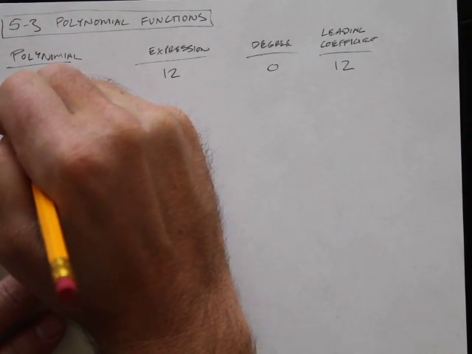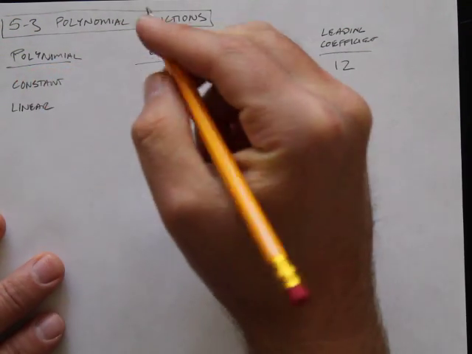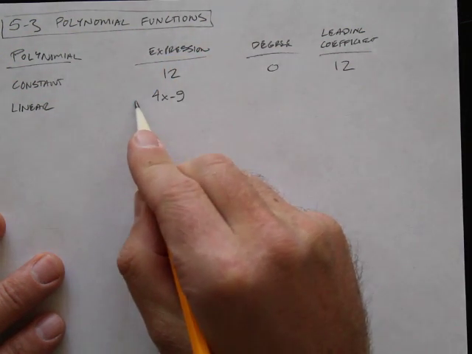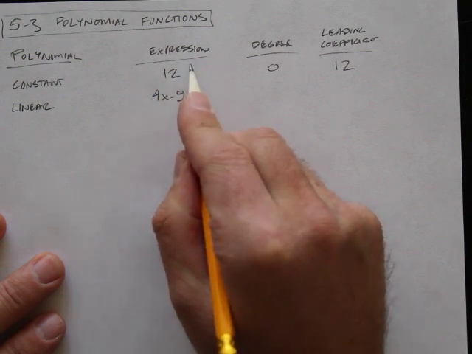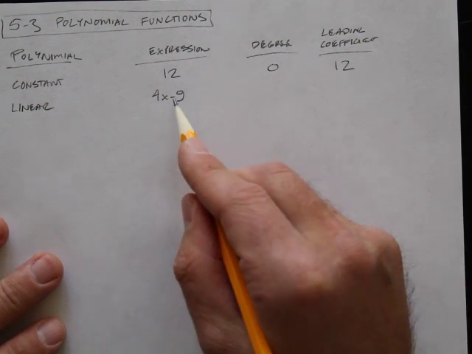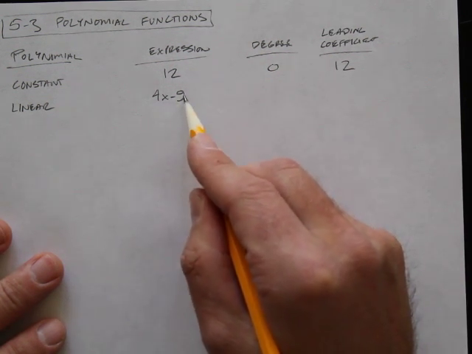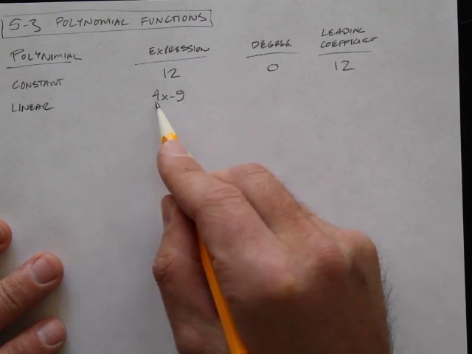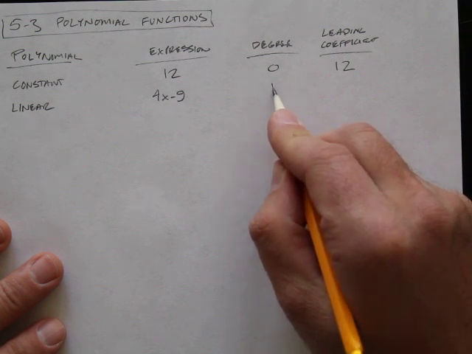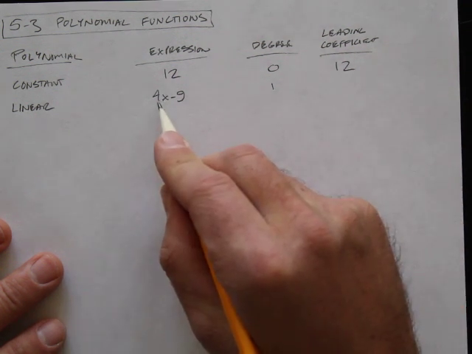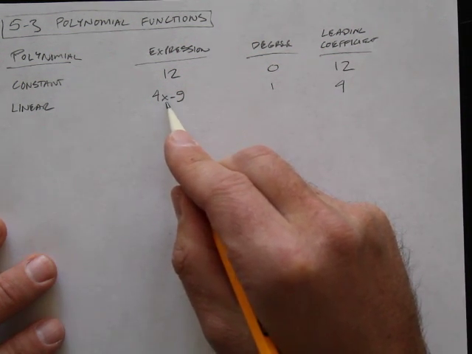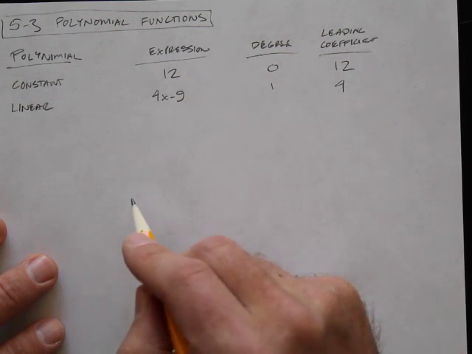A linear polynomial looks something like this, 4x minus 9, or it would be y equals 4x minus 9, but this is just the expression, so it's not an equation. 9 would be your y-intercept, 4 would be your slope. The degree here, x is to the degree of 1, and the leading coefficient here is 4. That's the number next to the variable that has the highest or greatest degree.